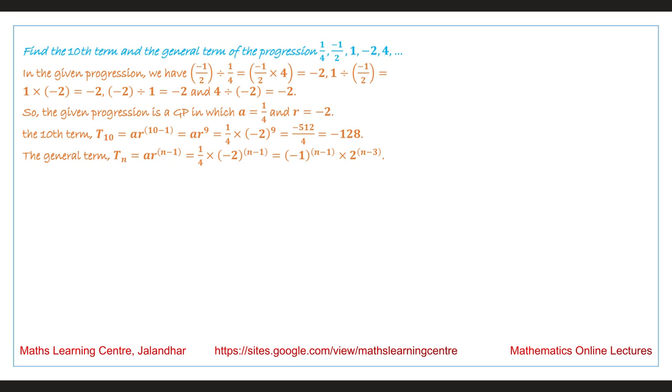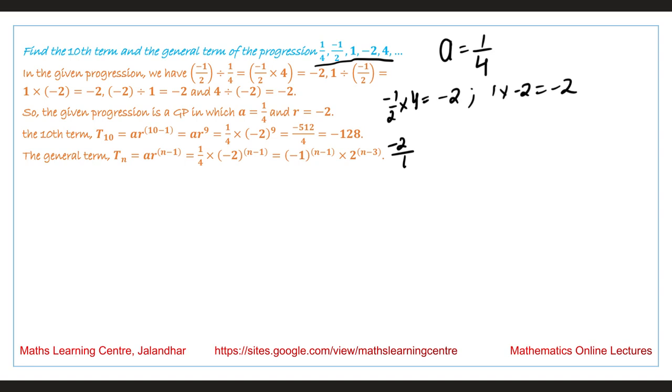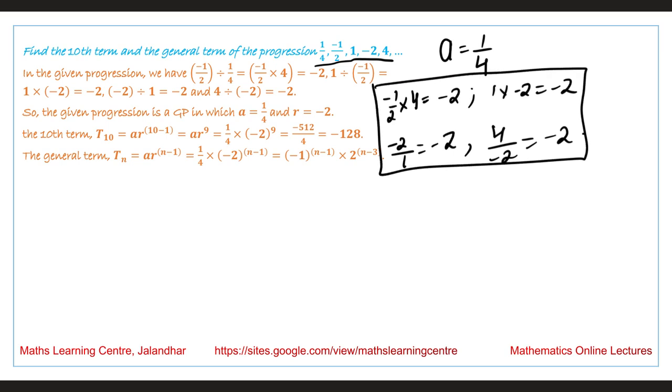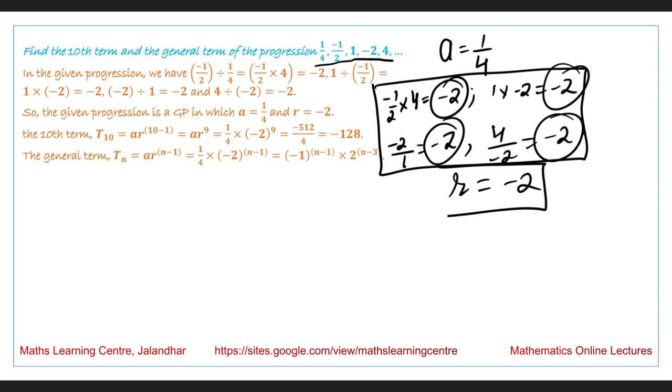Next is to find the 10th term and the general term of this progression. The first term A is 1 by 4. Now looking at the terms, we have minus 1 by 2 into 4, that is equal to minus 2. Next 1 into minus 2, that is minus 2. Then minus 2 by 1, that is minus 2. Then 4 by minus 2, that is minus 2. So the ratio of all consecutive terms is equal to minus 2. So clearly this is a GP, and the common ratio is minus 2.